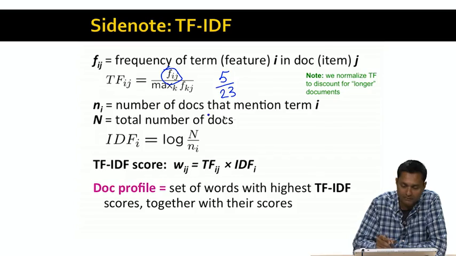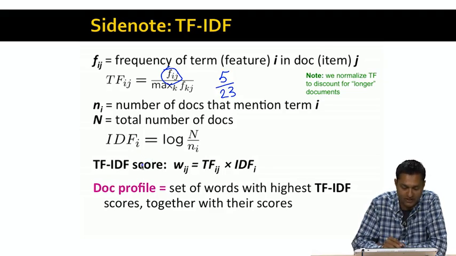Let Ni be the number of documents that mention the term i, and let N be the total number of documents in the whole system. The inverse document frequency for the term i is obtained by dividing N by Ni, the number of documents that mention the term i, and then taking the logarithm of that fraction. Notice that the more common a term, the larger Ni, and the larger Ni, the lower the IDF. The IDF function gives a lower weight to more common words and a higher weight to rarer words.